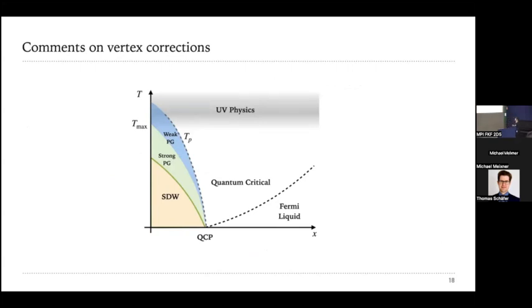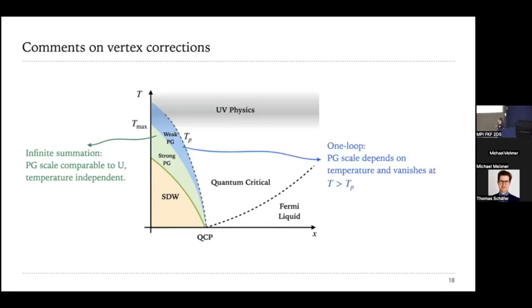Of course, these are calculation results by numbers, so it might change depending on the model. And to summarize, this is a schematic phase diagram we obtained. In this thermal regime, there are both strong and weak pseudogap behaviors. In the strong pseudogap region, I show that we can use these infinite summations and find that the pseudogap scale is comparable to Hubbard U and it's temperature independent. And in the weak pseudogap regime, we can use a one loop calculation and find that it's strongly temperature dependent and vanishes above a crossover temperature TP.